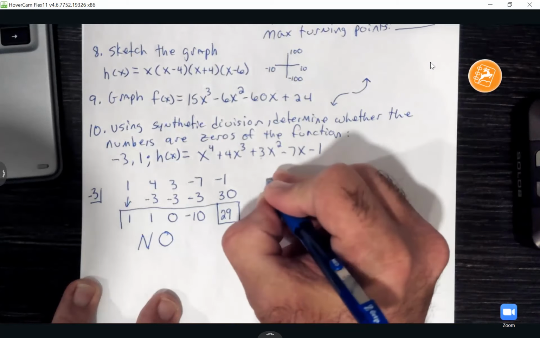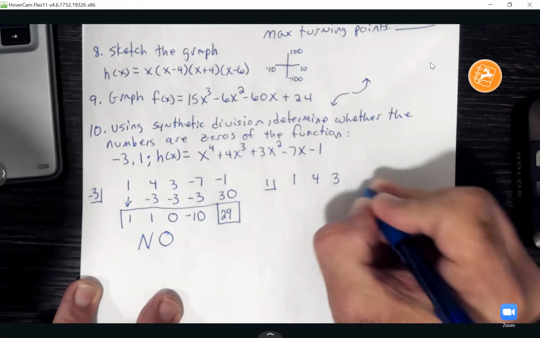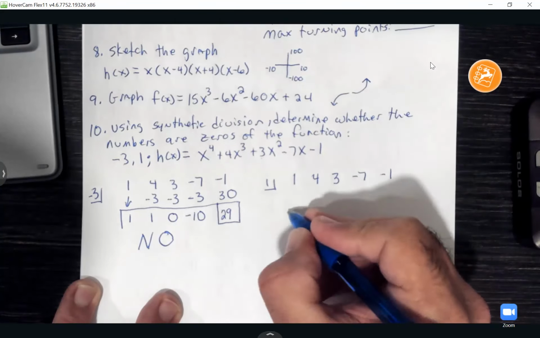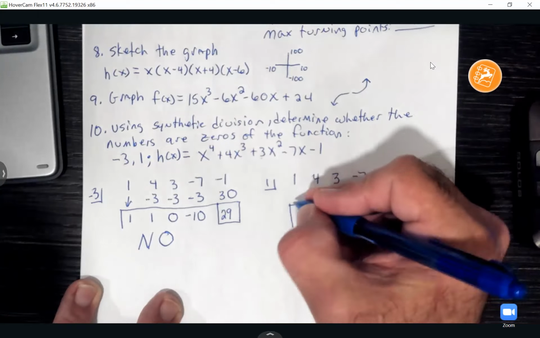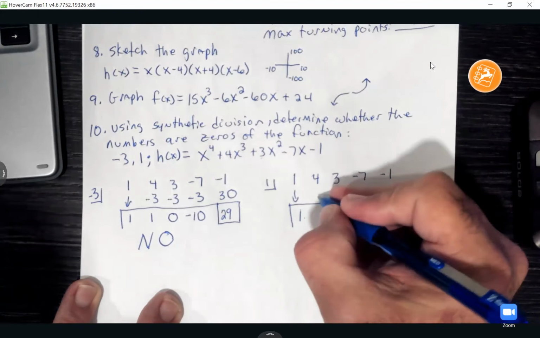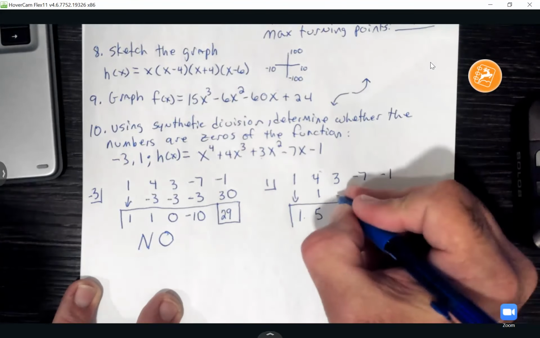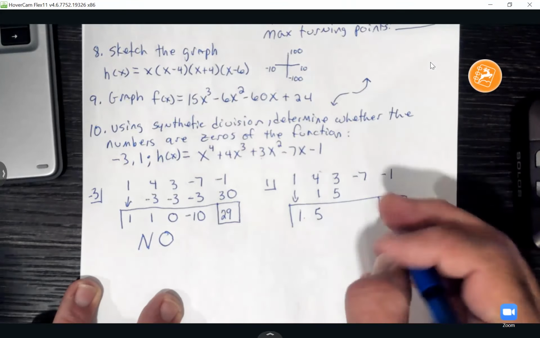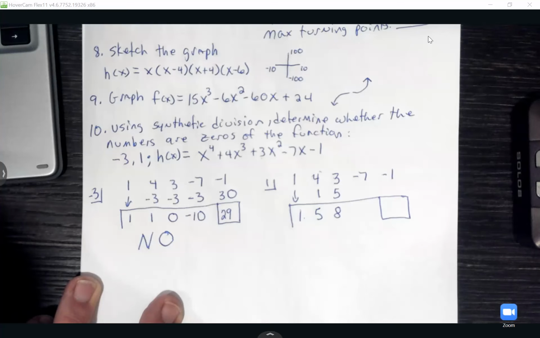Now then you'll come over here and check the 1. So it's the same coefficients, 1, 4, 3, -7, and -1. All right, y'all, so let's check this and bring that 1 down. 1 times 1 is 1. 4 plus 1 is 5. 5 times 1 is 5. 3 and 5 give me 8. All right, so let me see.